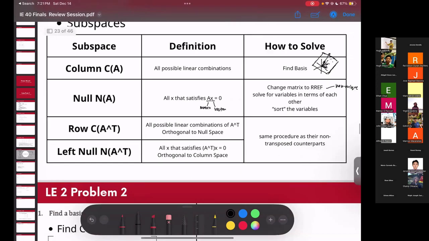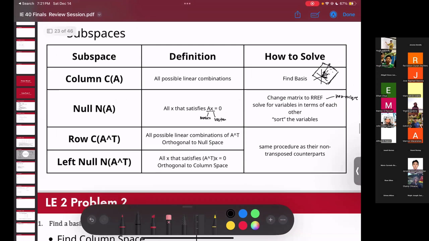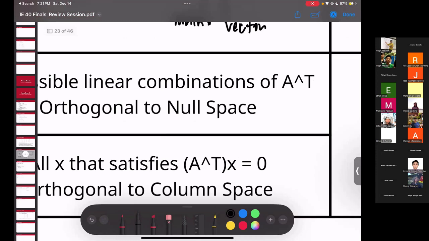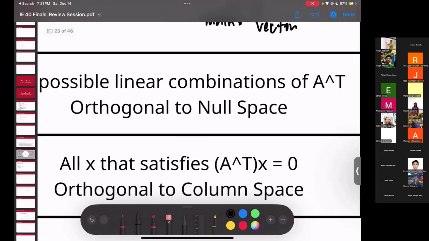And then the corresponding transpose of them is the row space and the left null space. A lot of these are basically the same definition, but for the transpose, right? So the row space is the linear combinations of A transpose. The left null space is all x that satisfies A transpose x equals 0. The most important thing though that you need to know is what they're orthogonal to, because you'll use that as clues for questions.